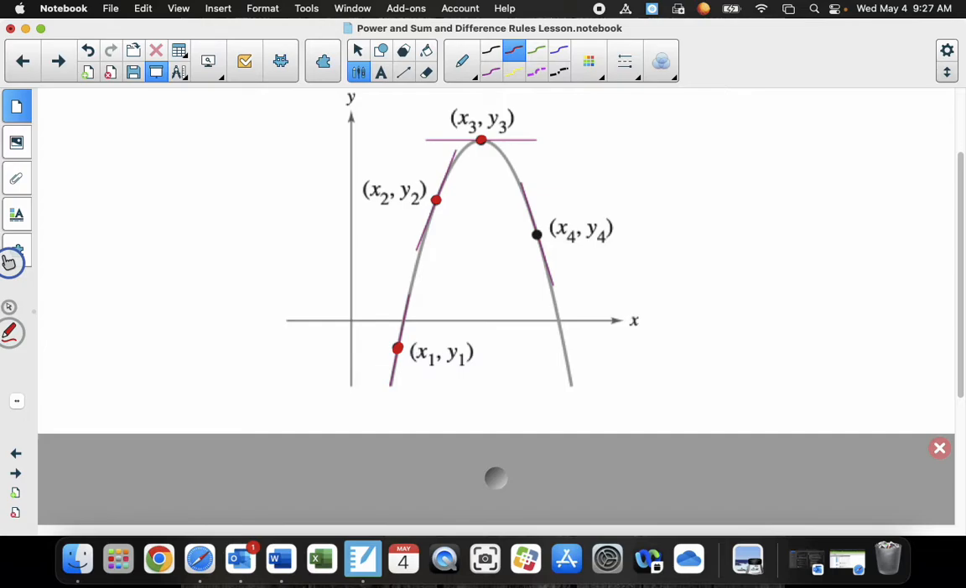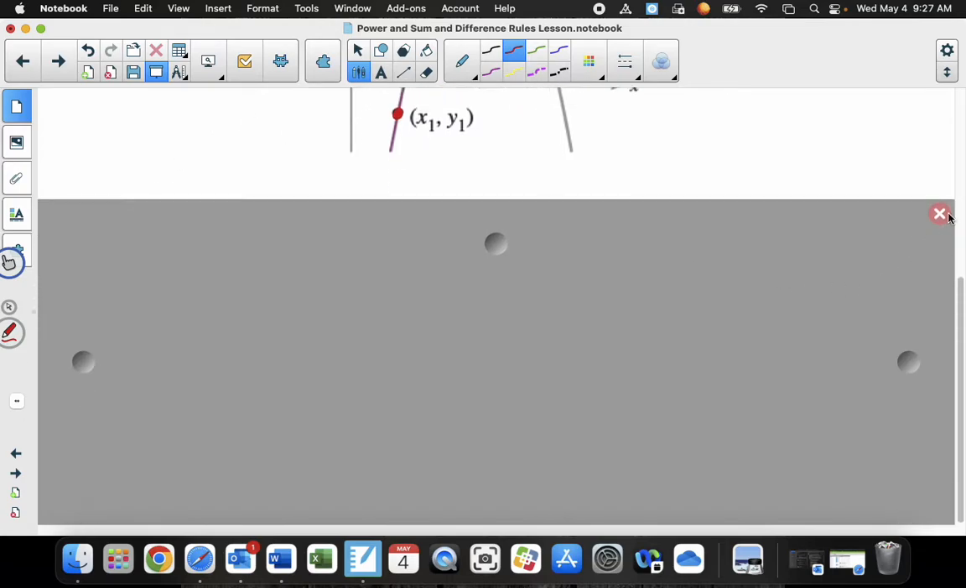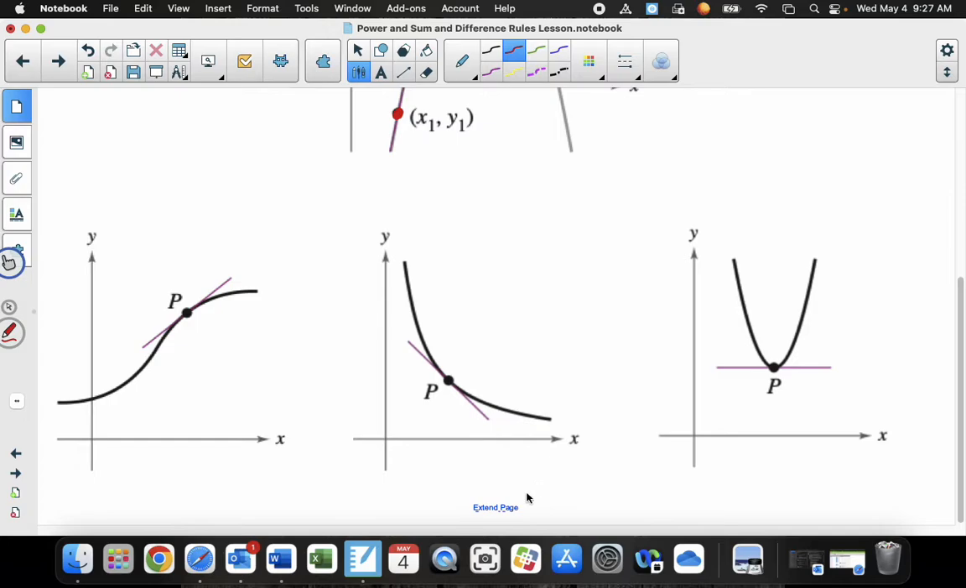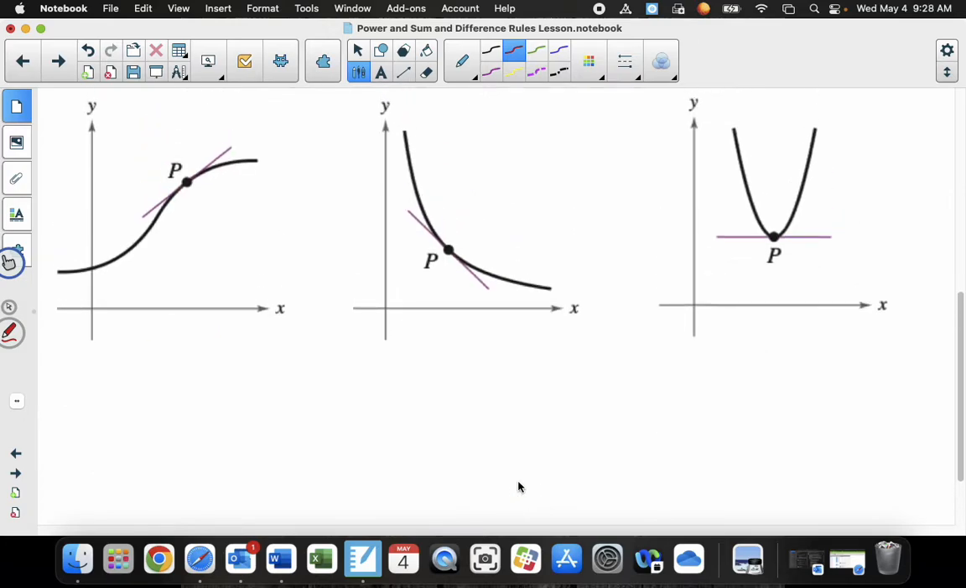Okay? Here are some other graphs just to see what we're looking at. Notice again at point P here, this one looks like it might be a cubic type function. There's the slope at that point. Here's your tangent line at that point. This is what we are actually finding. This is what we're doing when we're finding a derivative. Okay?